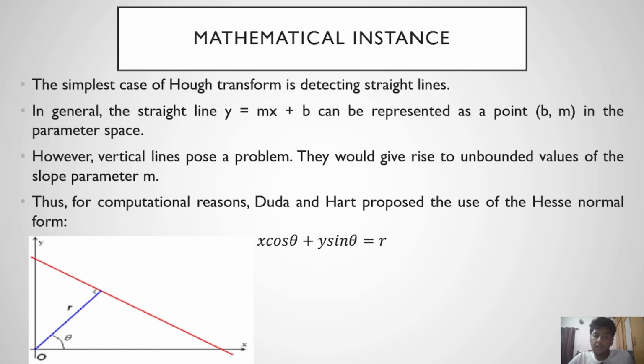Thus, for computational reasons, Duda and Hart, two scientists, proposed the use of the Hesse normal form, that is x cos theta plus y sin theta equals r, that is our slope of the line plotted into our space, as you can see in the figure.